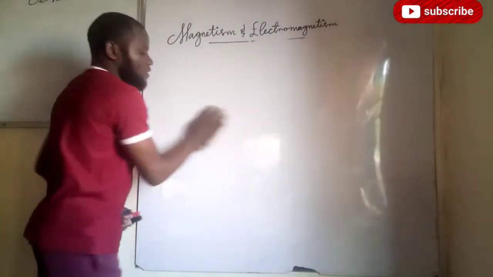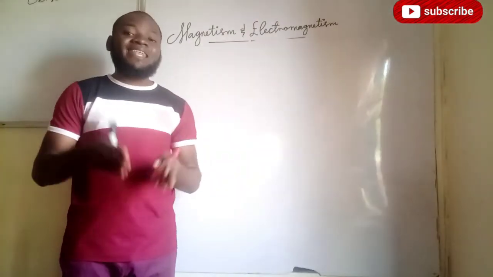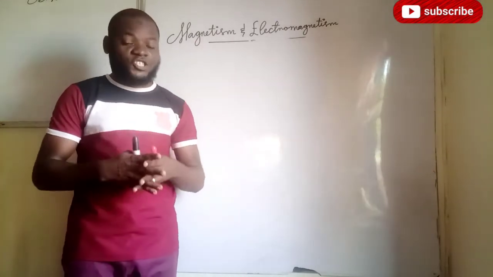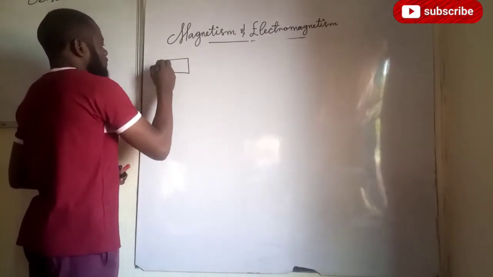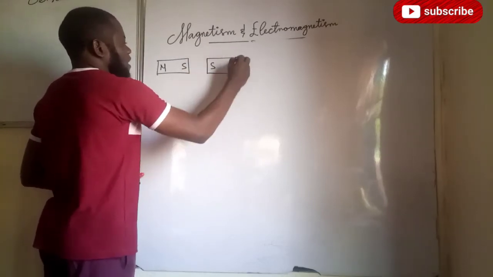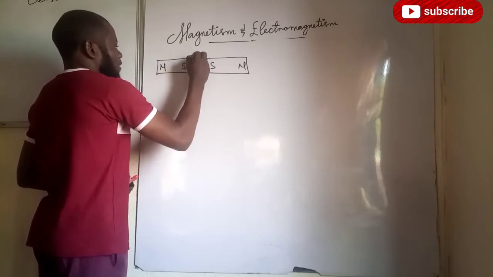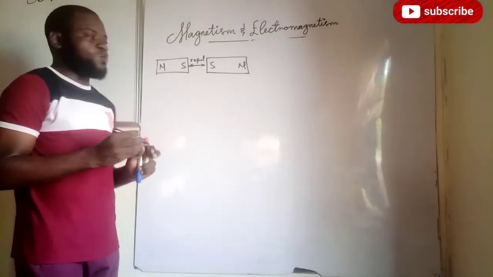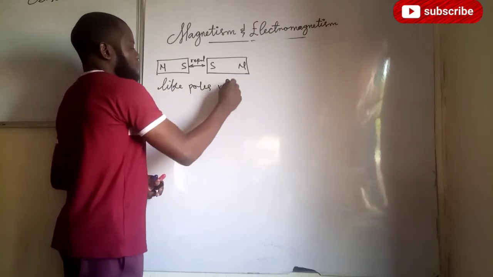When you talk about the law of magnetism, just like we have the electrostatic law that states that like charges repel each other while unlike charges attract each other, the same thing goes for magnets. If I have this to be north and this is south, and I have another magnet, this is south and this is north, these two magnets will repel each other because they are of like pole. Are we together now? Like poles repel.